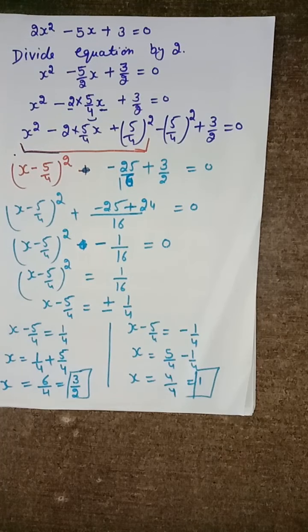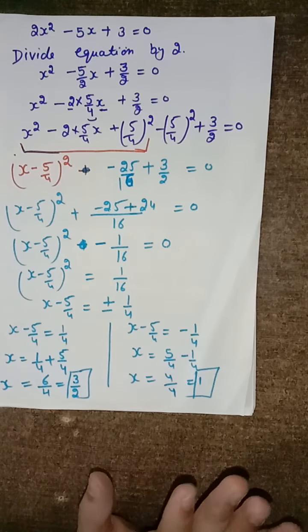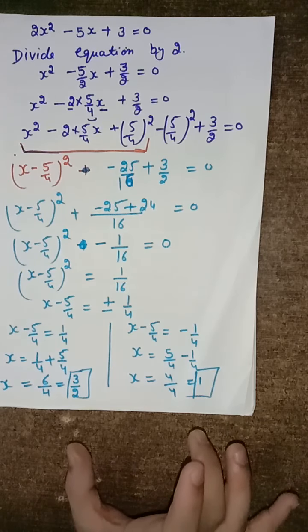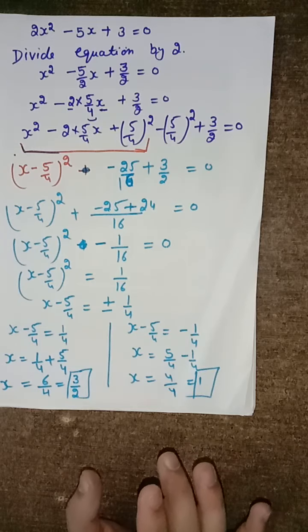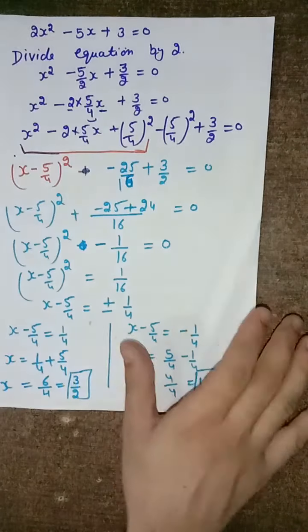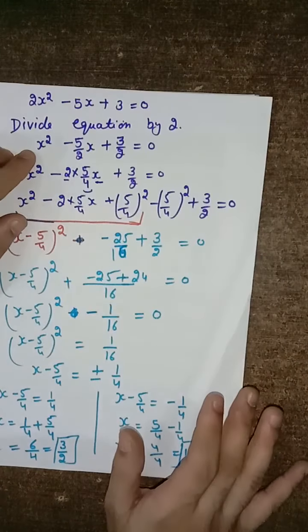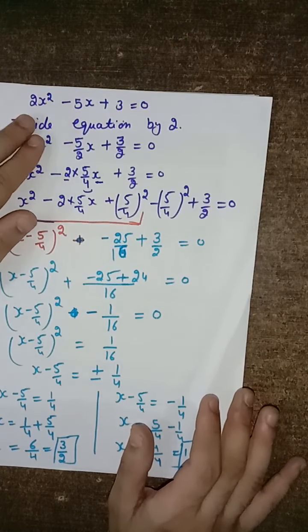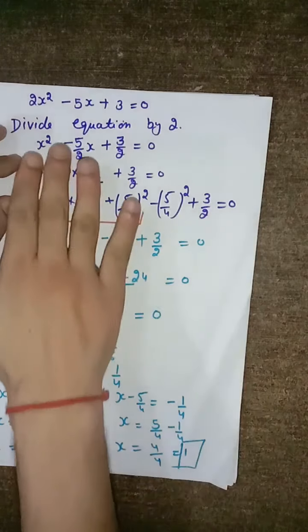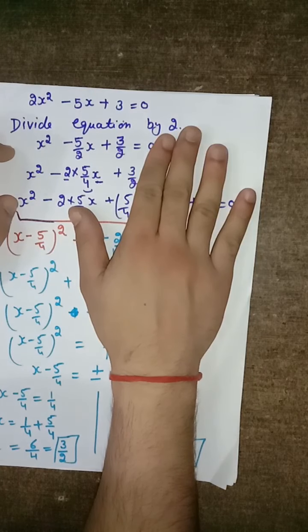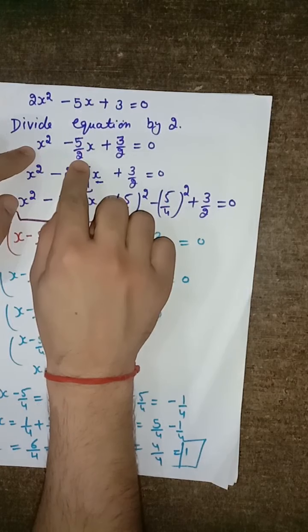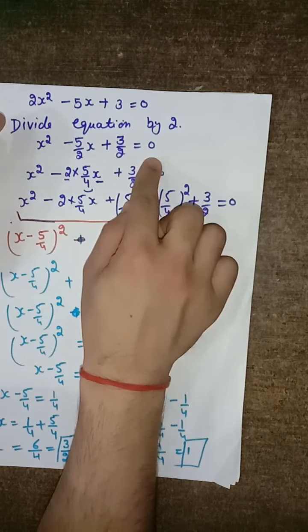So student, we have done with the completing the square method. Firstly, convert the equation by dividing by a, so that our coefficient of x square becomes 1. Here a is 2, so I divide the whole equation by 2, and this converts the equation into x square minus 5/2x plus 3/2 equals 0.